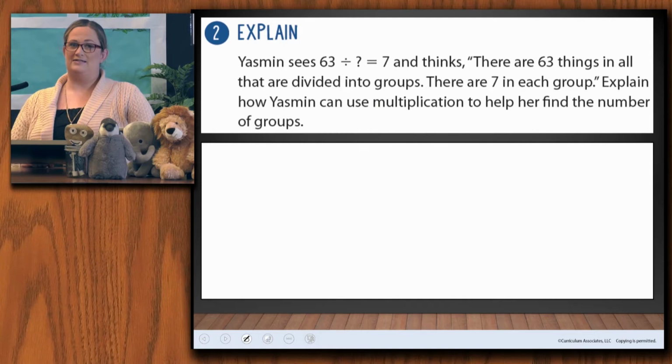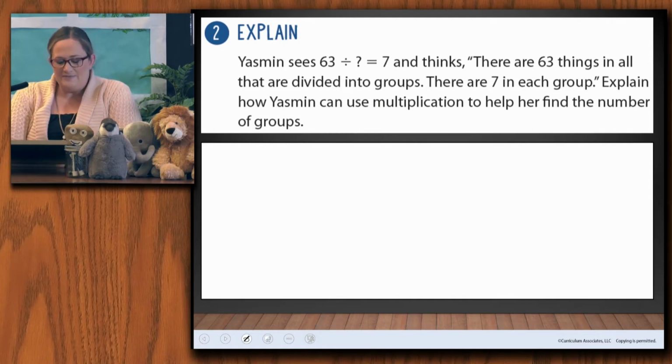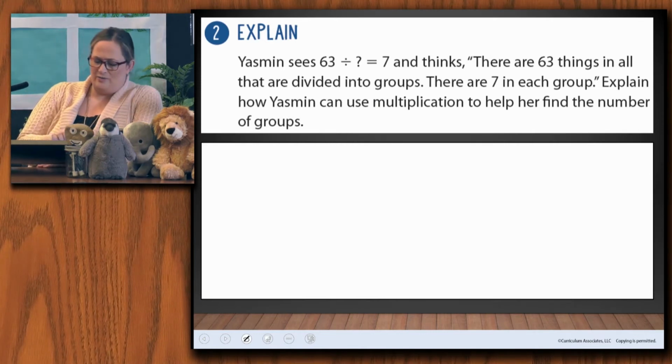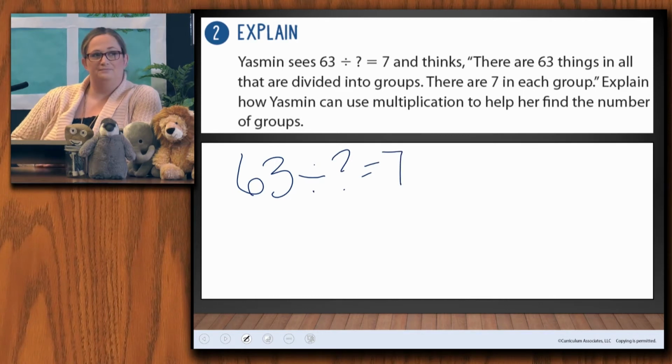We're going to be explaining something, so get ready. Yasmin sees 63 divided by question mark equals 7 and thinks, there are 63 things in all that are divided into groups. There are 7 in each group. Explain how Yasmin can use multiplication to help her find the exact number of groups. Go ahead and write the equation on your board. 63 divided by question mark equals 7.